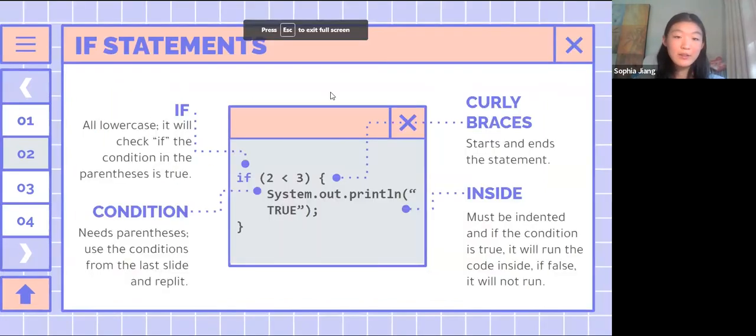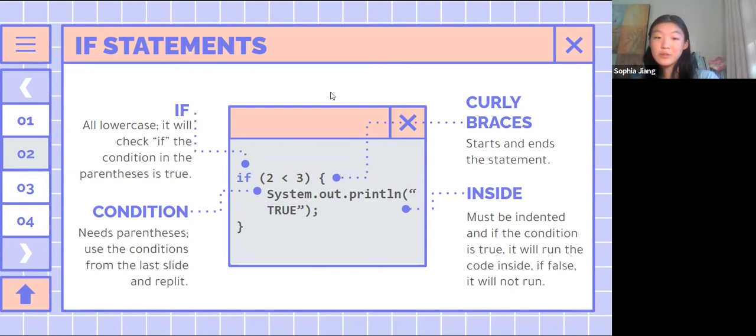So let's take a look at if statements. This is where we're going to use our conditionals. We're going to have a statement that says if this is true, whatever is in the if statement will happen. If this conditional is not true, then the whole thing just won't run. It'll be skipped over.